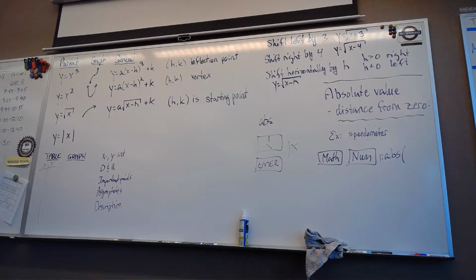All the things on the board. See the little list I made? X and Y intercepts, domain and range, important points, asymptotes, description. No, but I completely agree with your domain. If you were completely done with your investigation, you're like, oh my gosh, that was the easiest thing I've ever done in my life. You can start thinking about how to make it go up or down, how to make it go left or right, how to stretch it or compress it.